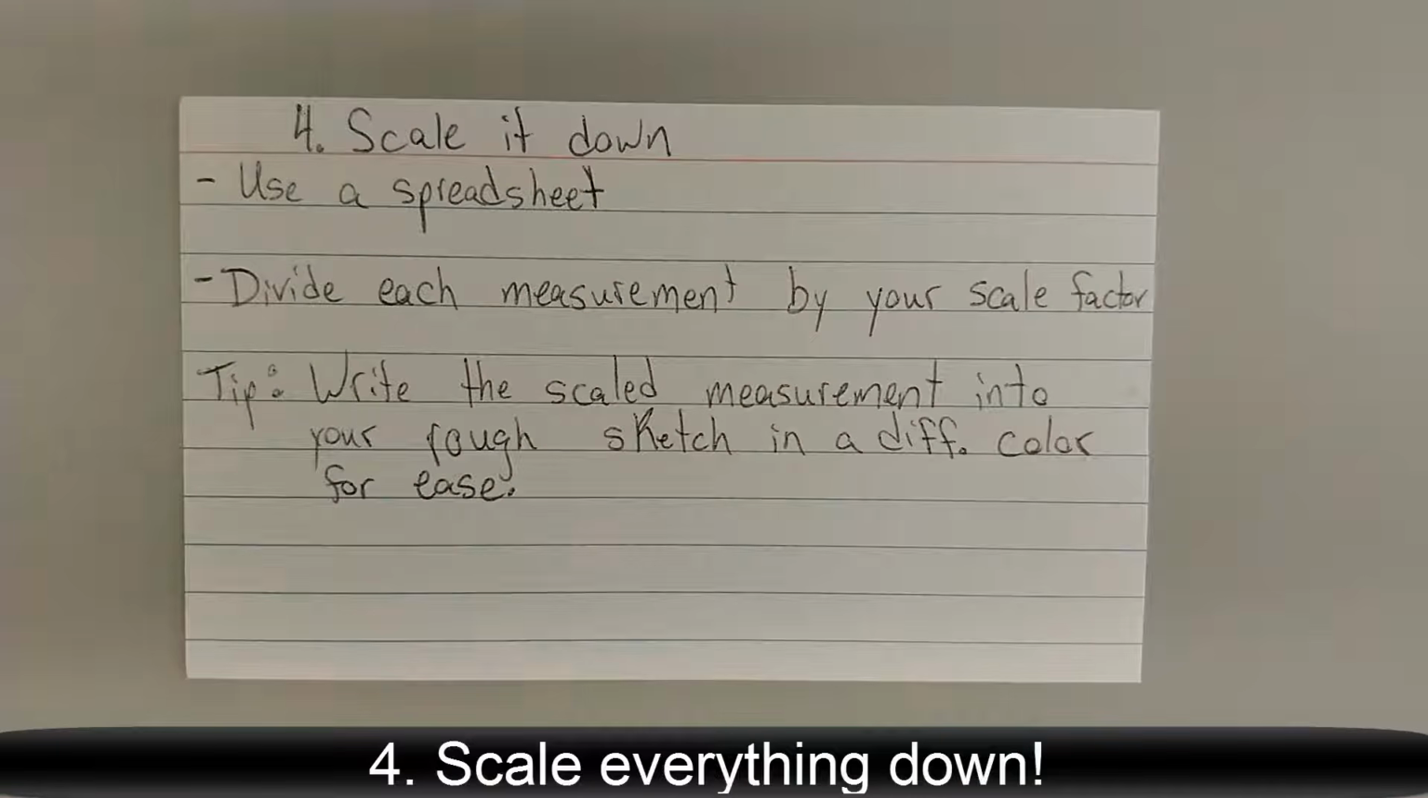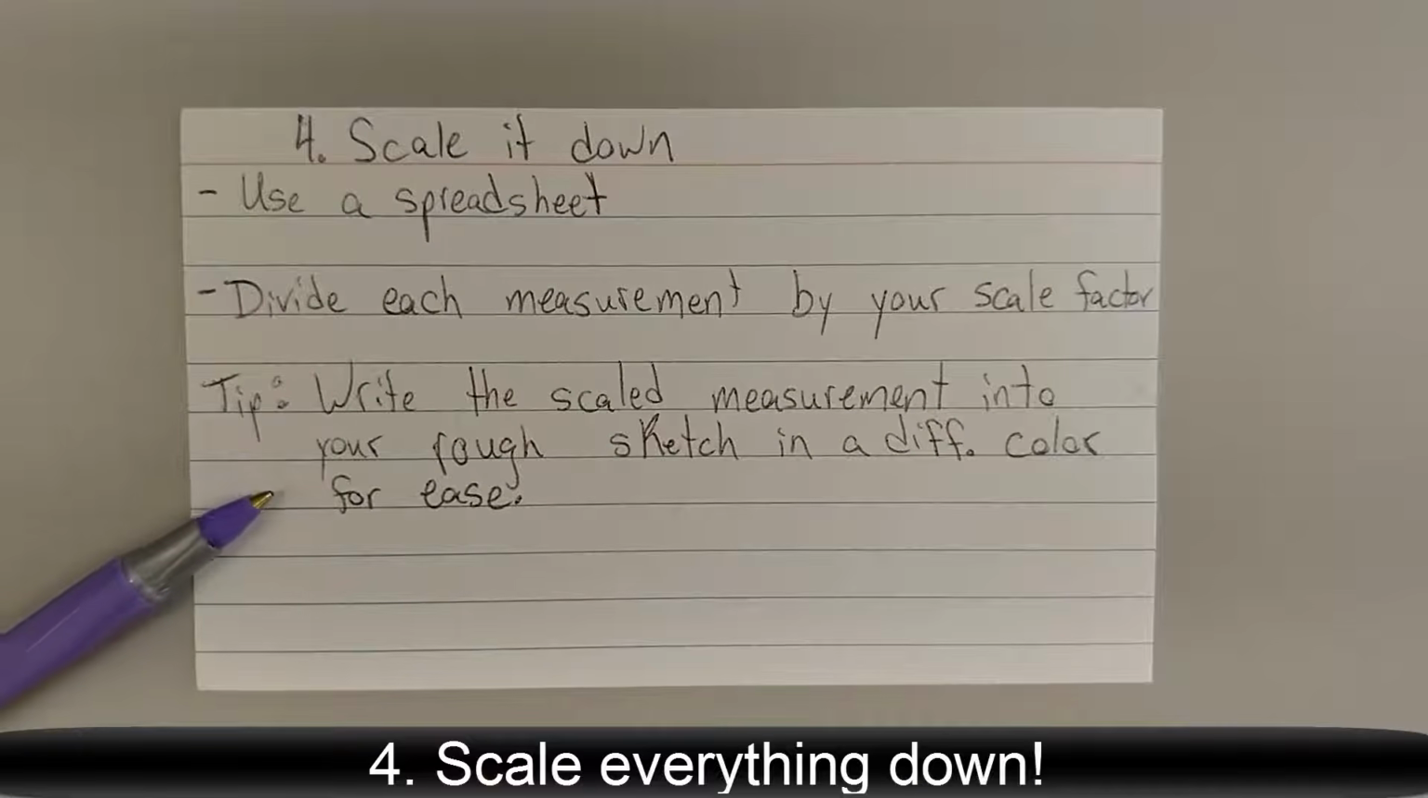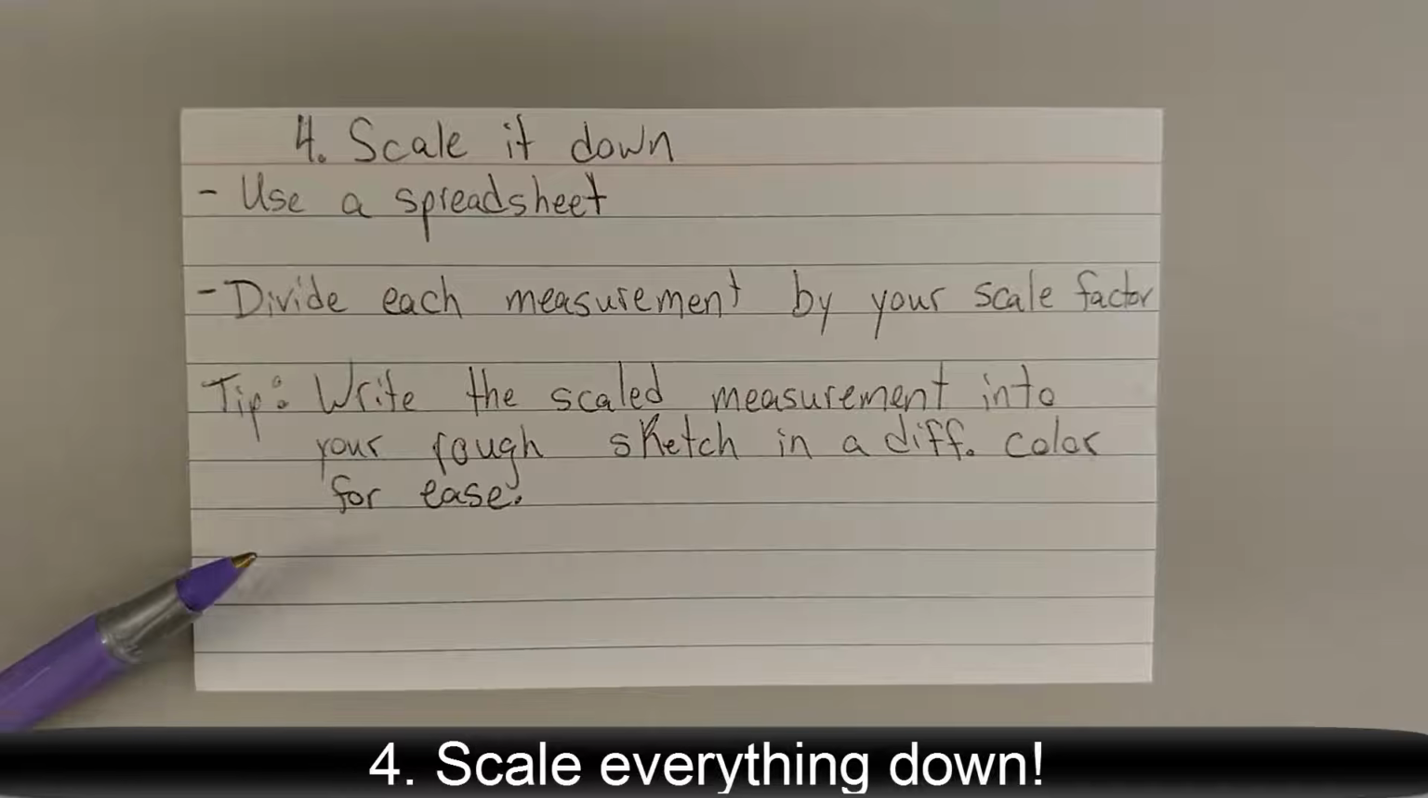And the way that you're going to use a spreadsheet is you can divide each measurement by your scale factor, and you can plug in an equation so that all you got to do is type in your measurement and it'll scale it for you. So here's a tip. Write the scaled measurement into your rough sketch in a different color for ease. So when you're going to do your final sketch, you can look at your rough sketch and go, okay, it needs to be exactly this long, and you'll have that as reference.